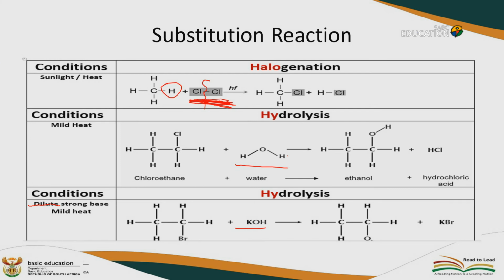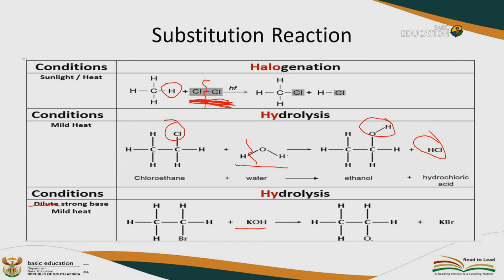We can use water and mild heat. We can use a dilute strong base and mild heat, as the reactions are shown there. You can see as well, we're going to have now that bond. We're going to have the OH replacing the chlorine. You can see the OH there. It has replaced the chlorine, and the chlorine has replaced the OH on the water molecule.